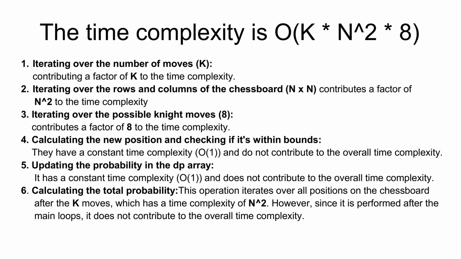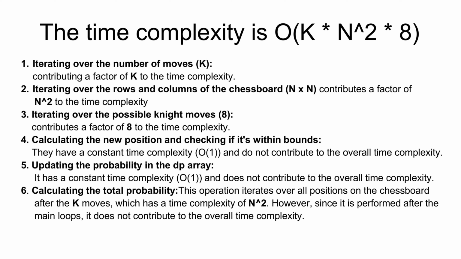Let's now calculate the time complexity of this code. So k represents the number of moves, n is the size of the chessboard, and 8 is the number of possible knight moves. So first step is iterating over the number of moves. So this contributes a factor of k to the time complexity. Next step is iterating over the rows and columns of the chessboard. This contributes n cross n, so n square factor to the time complexity.